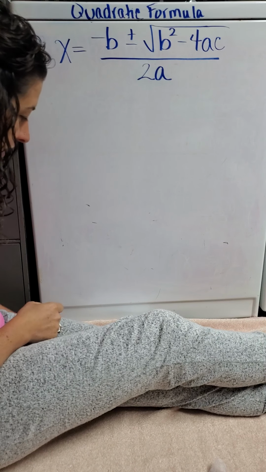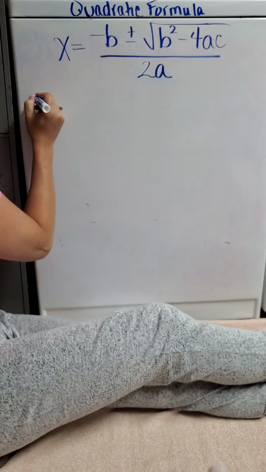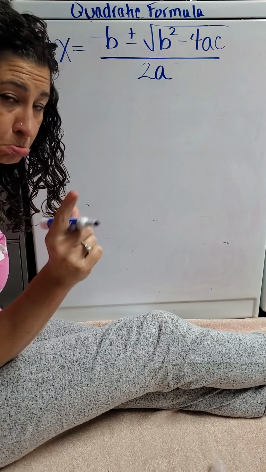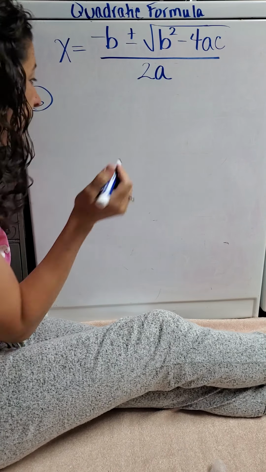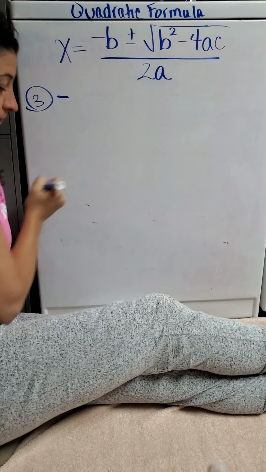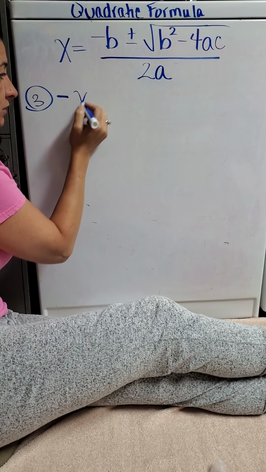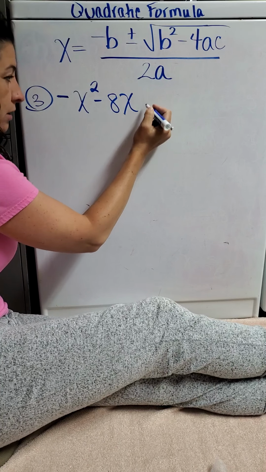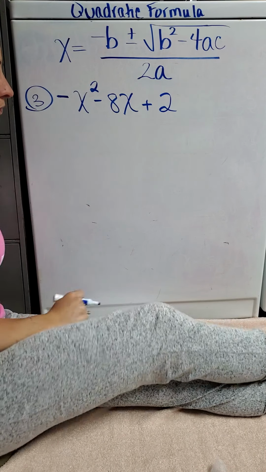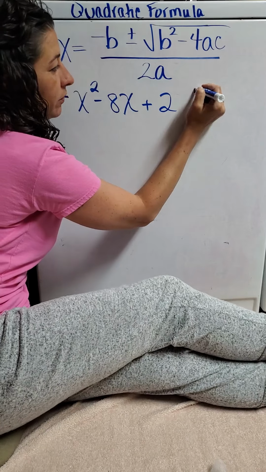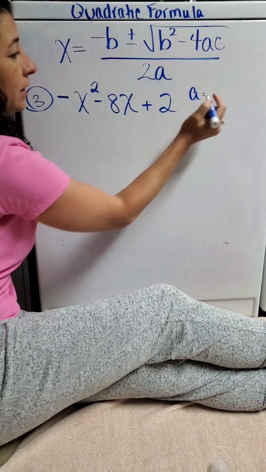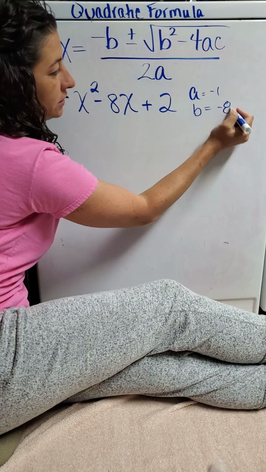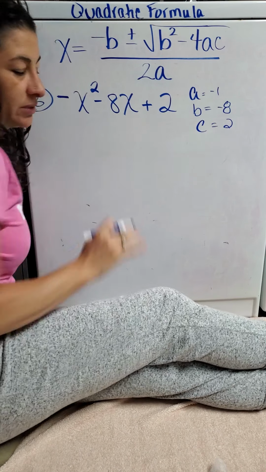Okay, let's say we have this time a sad quadratic. What makes a quadratic sad? Yes, it goes upside down like a sad face, but it has a negative in front. So this is going to be negative x squared minus 8x plus 2. So this time when I have a, it's going to be -1. B is going to be -8, and my constant there is a 2, my c term.